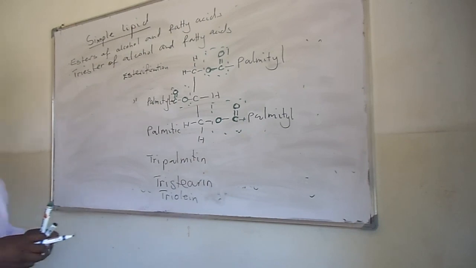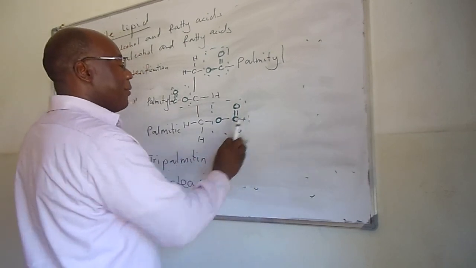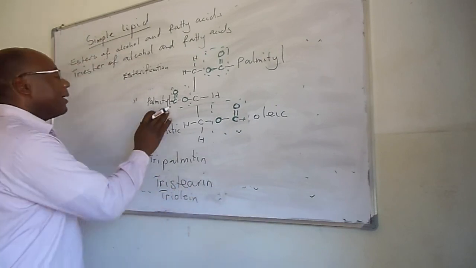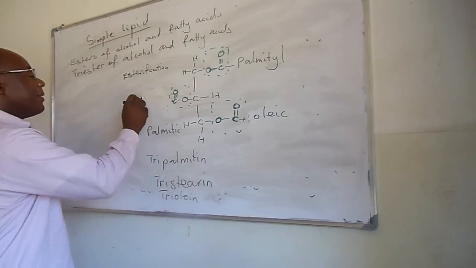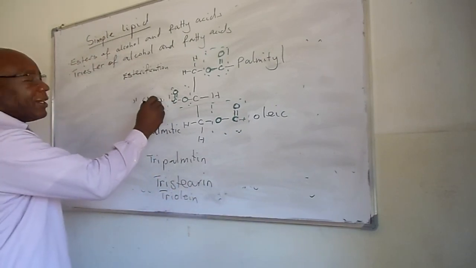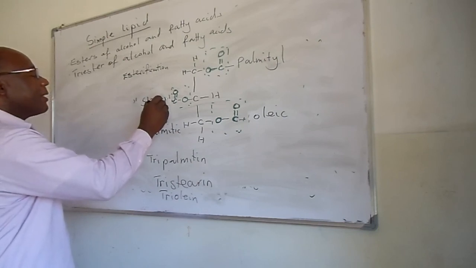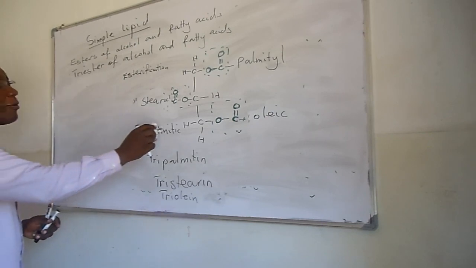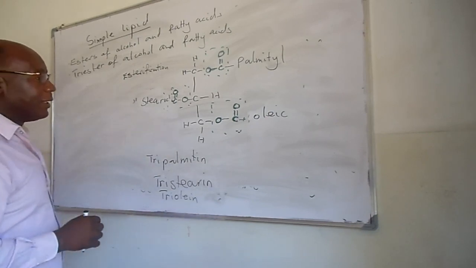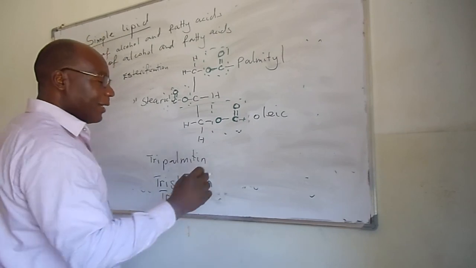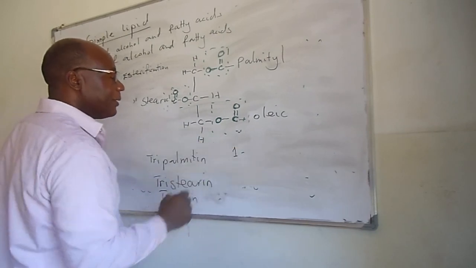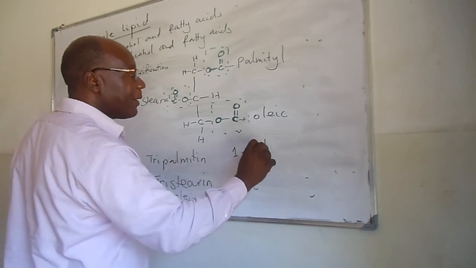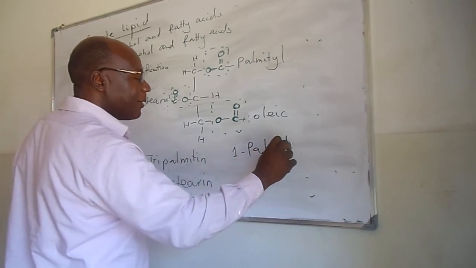Okay, but let's have an example where we have oleic acid here. Maybe here we have a stearic acid group here. So how would you name it? Okay, so we would say that at position number 1, we have palmitic acid.